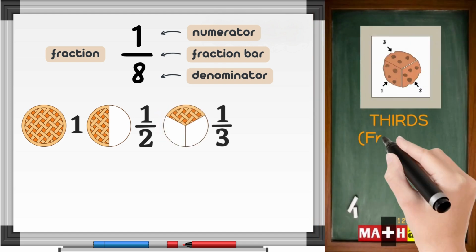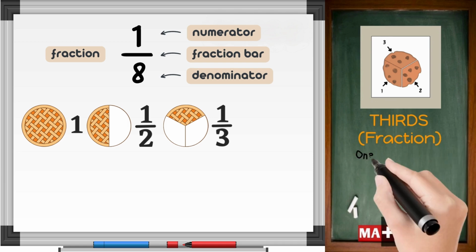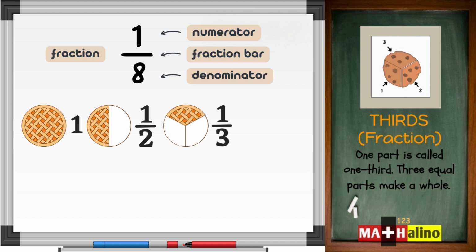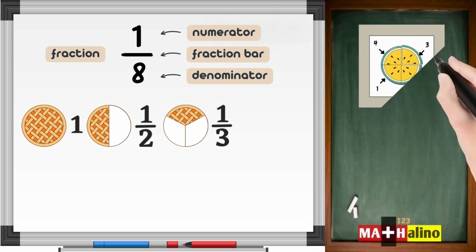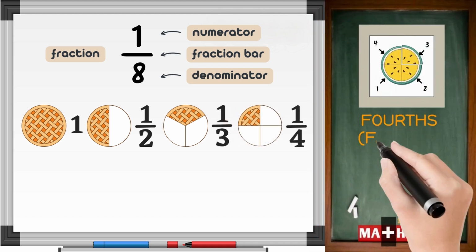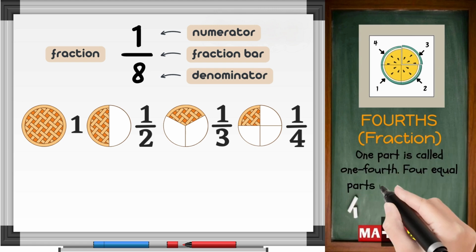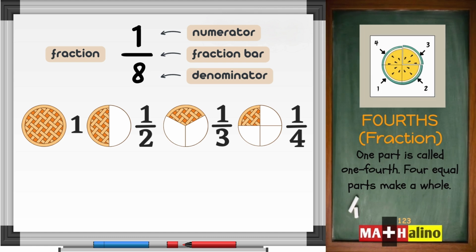Thirds as a fraction. One part is called 1/3. Three equal parts make a whole. Fourths as a fraction. One part is called 1/4. Four equal parts make a whole.